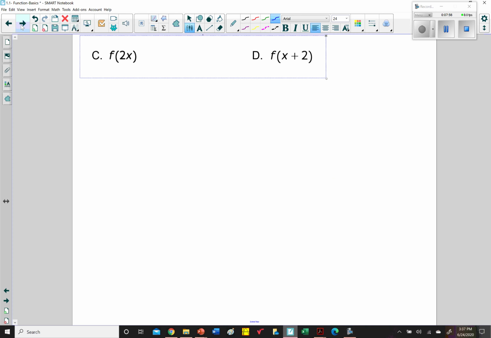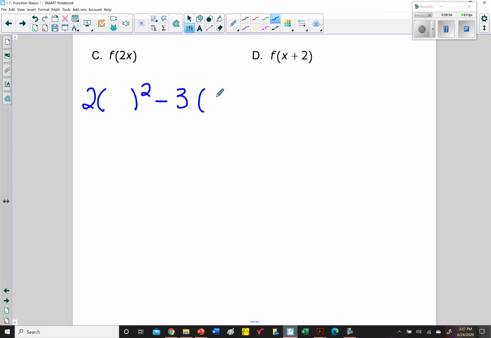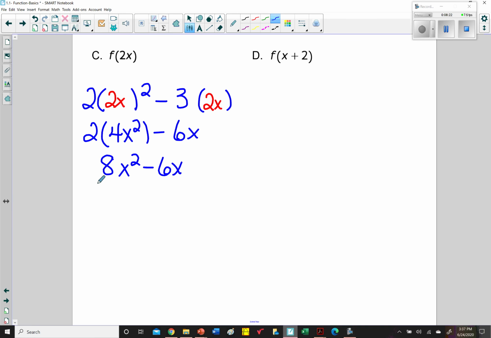I'll try a little bit more difficult one. Okay, for f of 2x, we had 2x squared minus 3x, and in place of the x, we're going to substitute 2x, and then simplify and evaluate. So this is 2 times 4x squared minus 6x. So f of 2x is 8x squared minus 6x.